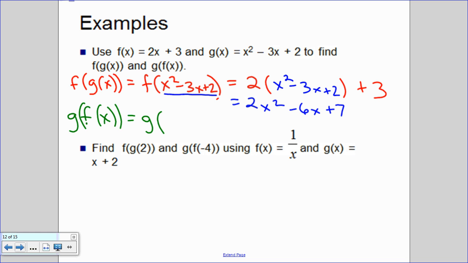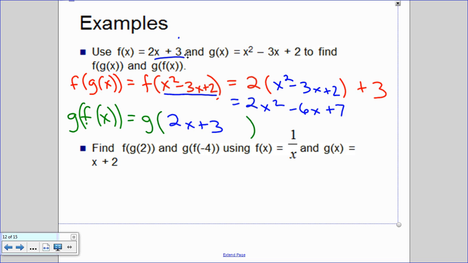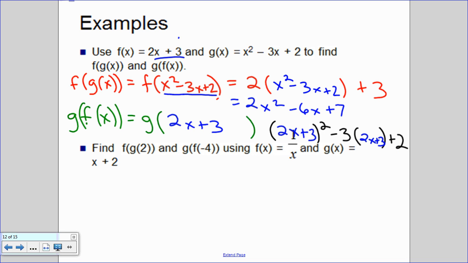is the same as g of, let's see, so let's do a different color. So f is taking 2x plus 3, so that's 2x plus 3, and I'm going to rewrite g. So g is saying, well, let's take something squared minus 3 times something plus 2. Well, that something is 2x plus 3, so 2x plus 3 squared minus 3 times 2x plus 3. We're going to have to do a little algebra there to simplify that, but hopefully you get the concept. All right, so let's do the second example.